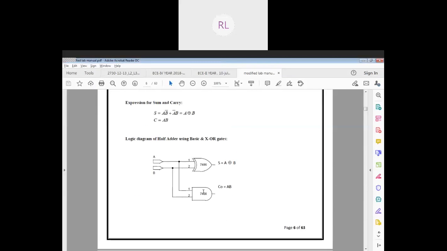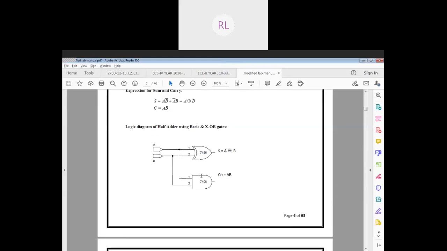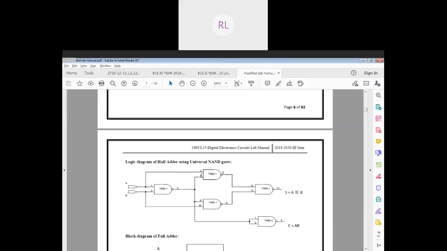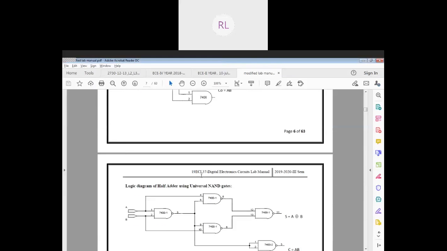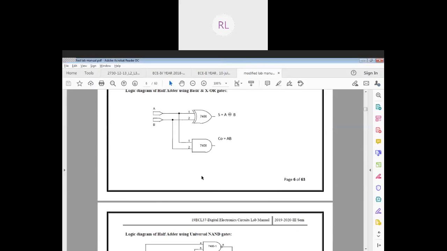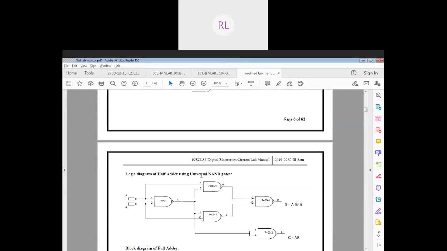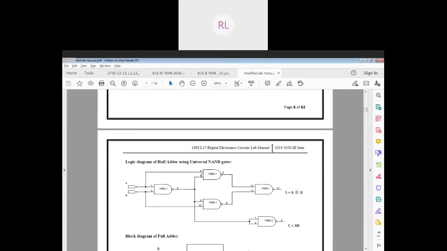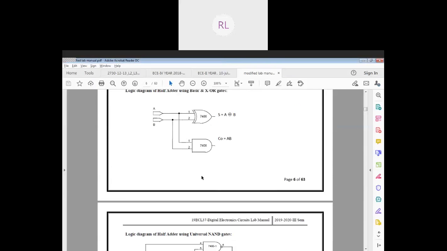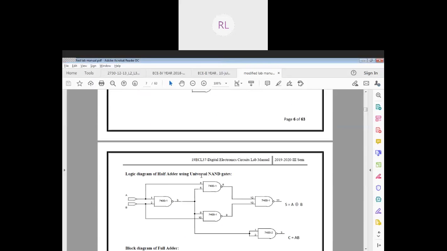So once you have these equations, you can see that you can implement it directly using your gates. Now the pin numbering of the gates is important because it will help you in your implementation. Your 7408 corresponds to your multiplication, which is your AND gate, and 7486 corresponds to your XOR gate. So A and B are given as your input.